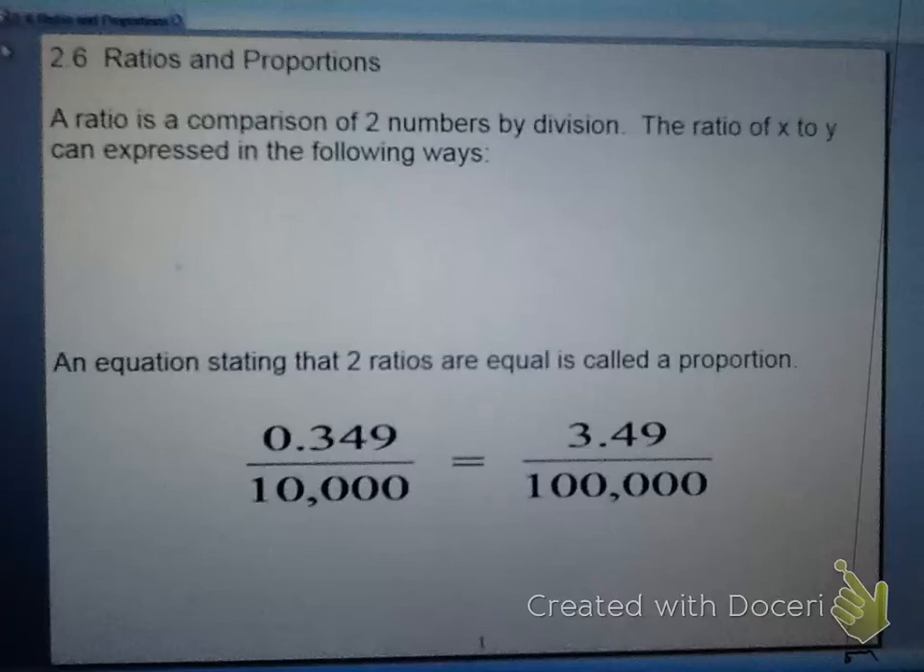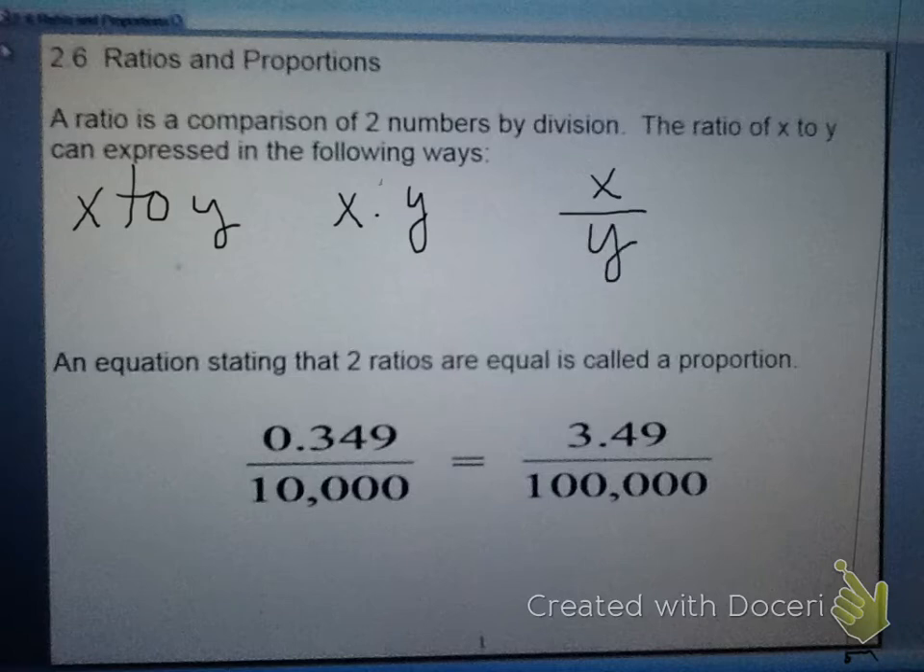Section 2.6, Ratio and Proportions. A ratio is a comparison of two numbers by division. The ratio of x to y can be expressed in the following ways: x to y, x colon y, or in algebra we write it x over y.